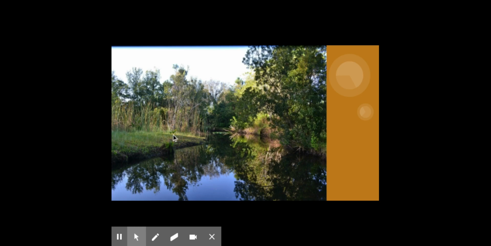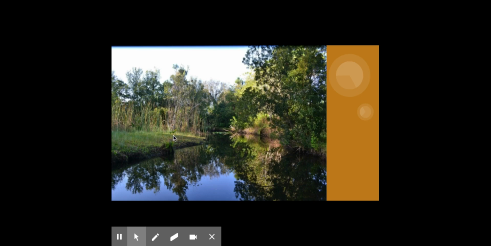Now, before we get too deep into the subject, we want to start off with the basics. What is biodiversity? Biodiversity is the variety and variability of living things, which refers to all ecosystems and habitats around the world. Let's explore biodiversity in a pond ecosystem.